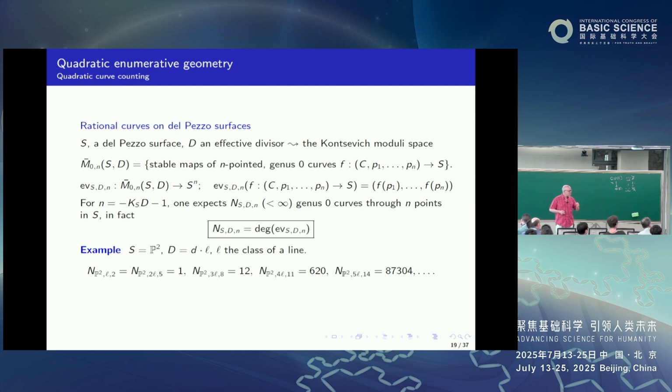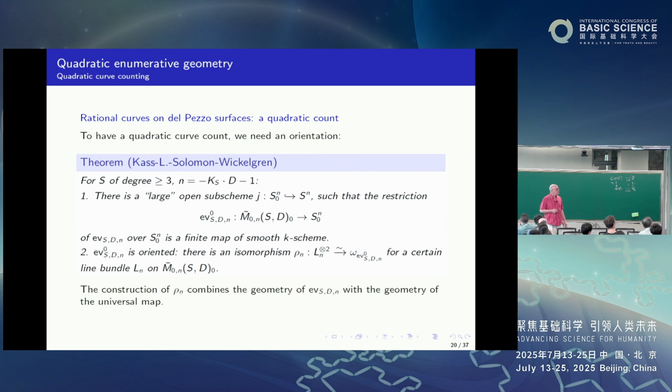So the classic examples, you take S to be P2, you take, of course, D is just d, a positive number d times a line, and there's a beautiful recursive formula for calculating these things. In general, in fact, there's a recursive formula, and this is what you get. Of course, 2 points. How many lines are there through 2 points? Anybody know? All right, 5 points, conic through 5 points, there's 1. If you take degree 3 curves, cubic curves or elliptic curves through 8 points, 12 of them will be rational, then the numbers grow quite spectacularly as you increase the degree.